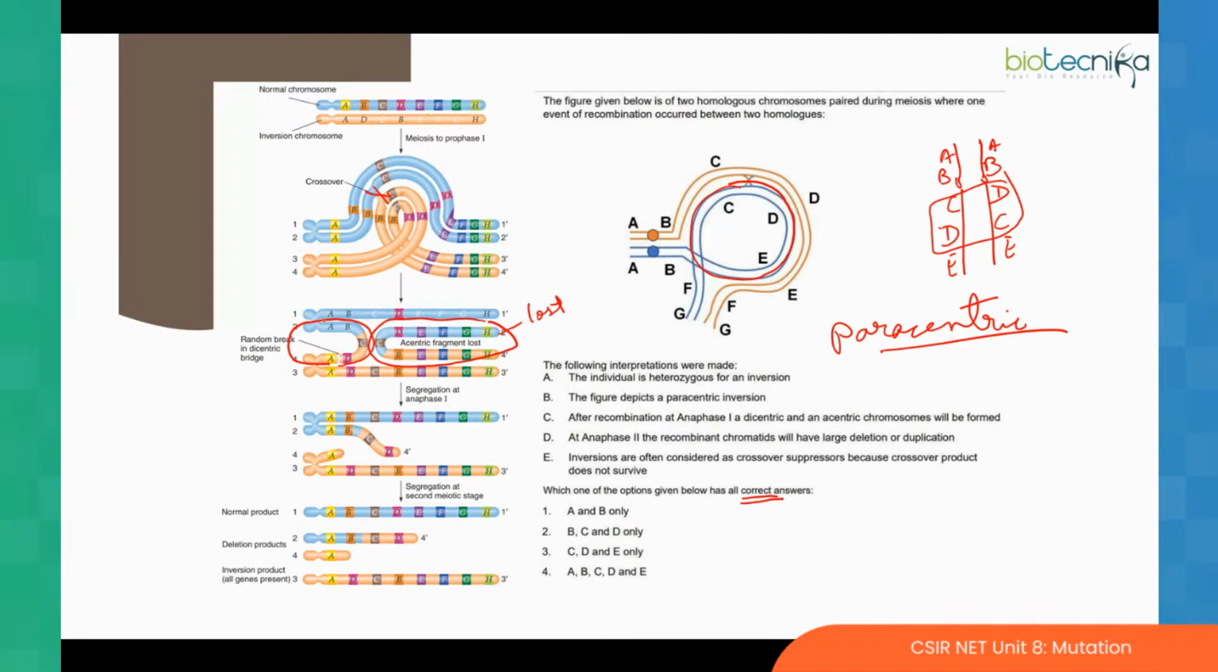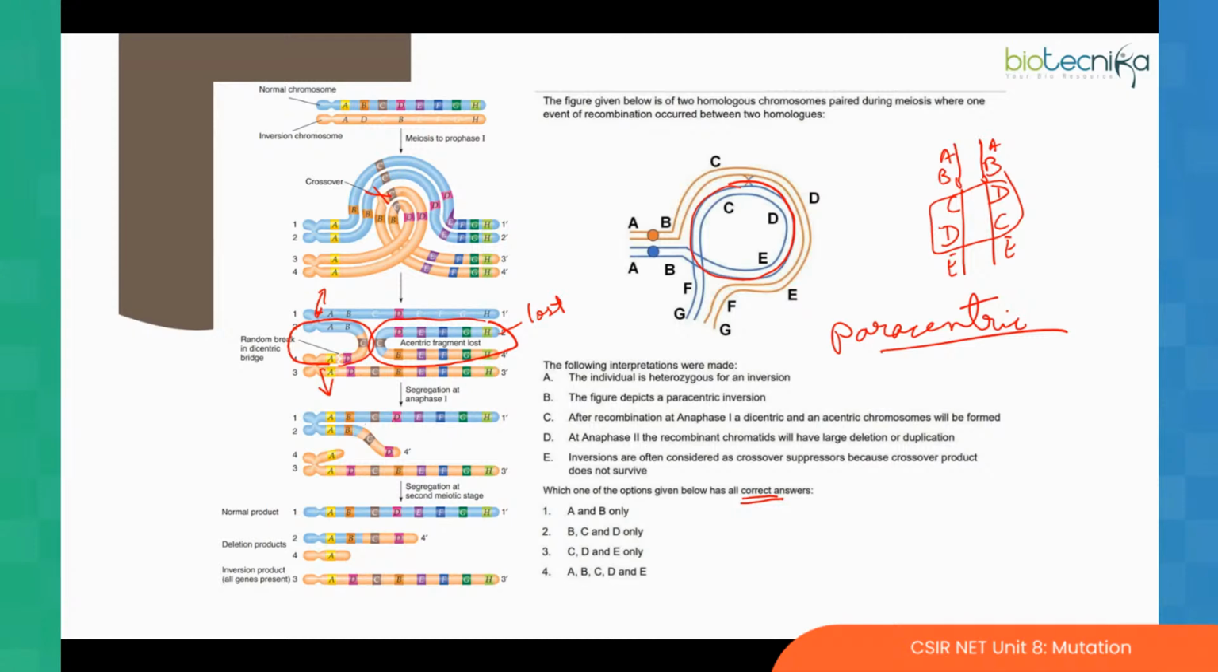Now, what will happen to the dicentric bridge? The chromatids will be pulled towards opposite poles, which results in the formation of a dicentric bridge, but pulling will continue. Ultimately, like if you have a rubber band and keep on pulling it to the opposite ends, what will be the result? The rubber band will break, right? In the same way, this chromatid will break, and this break will happen abruptly.